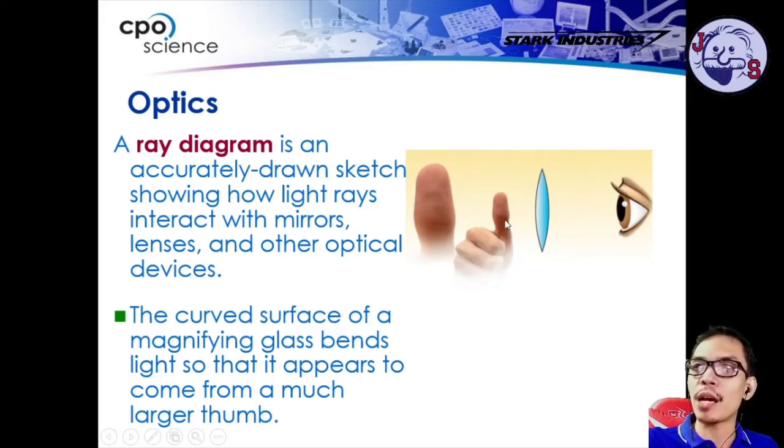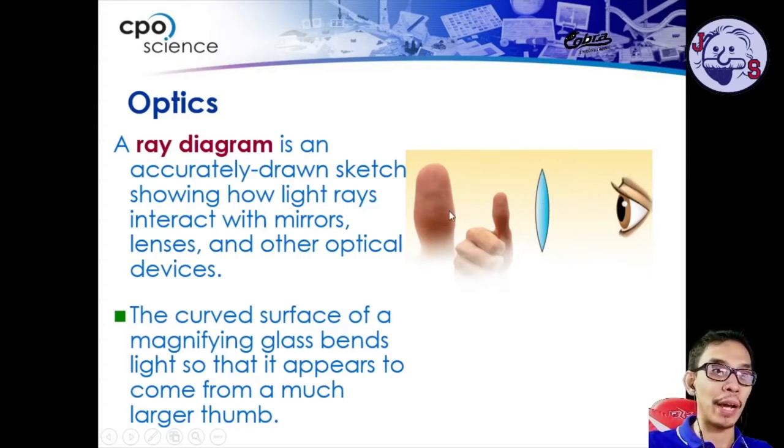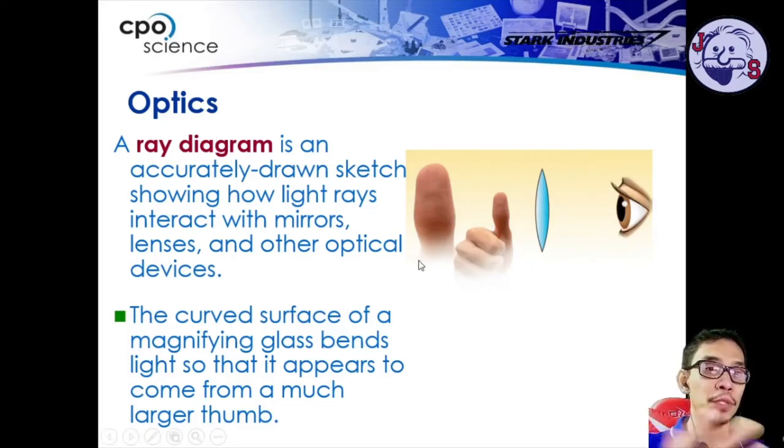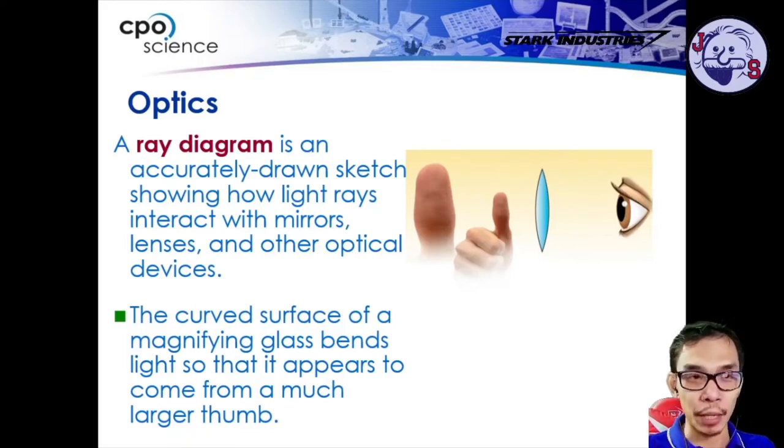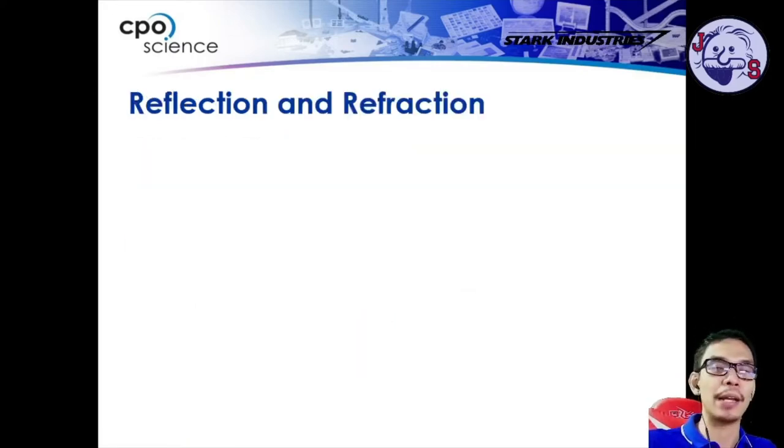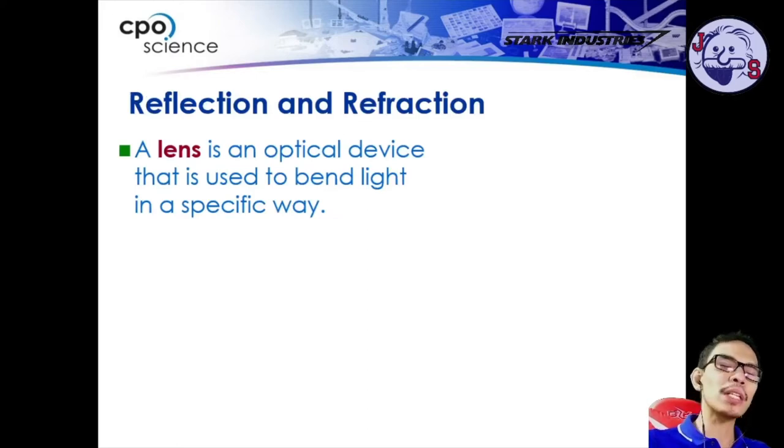If we put it on the lens that we have right here, excuse me for that. If you put this thumb in the lens, it enlarges the image. That is typical. The magnification that you have right here is typical of a curved surface of a certain material. An example here is the lens. So what is a lens?